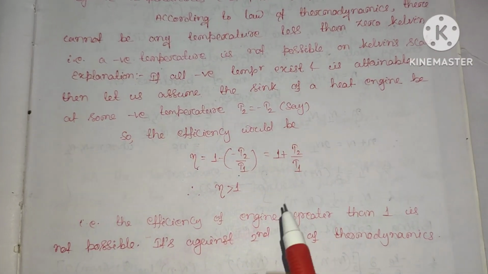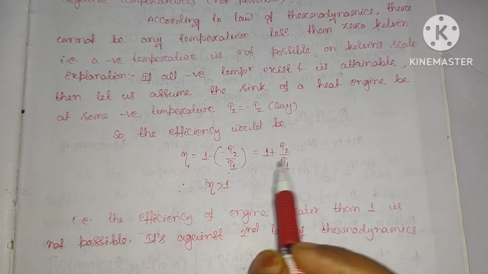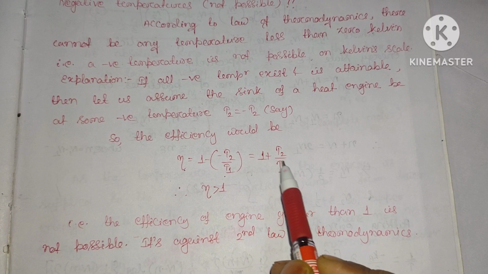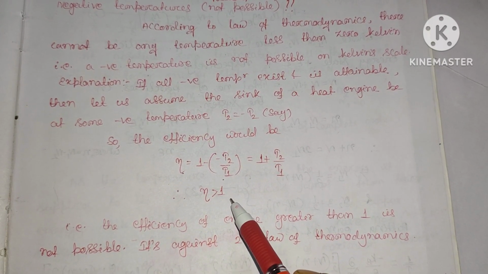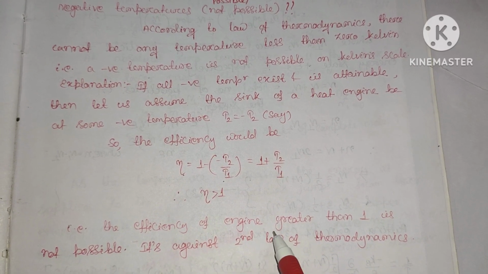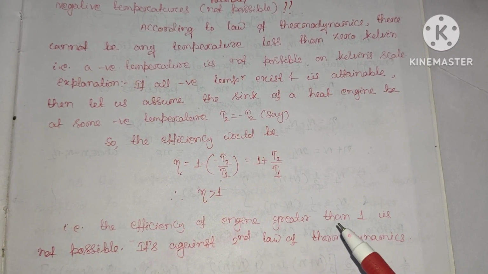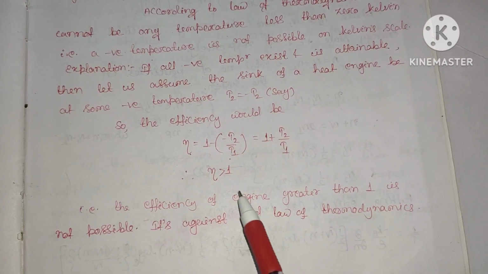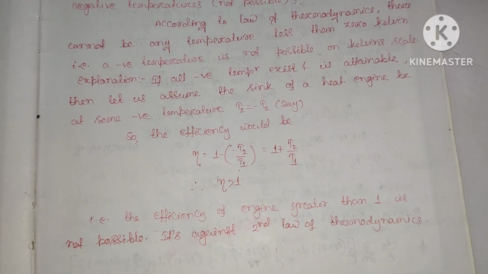So here you can see that this efficiency is greater than 1. Clear? Since this is 1 plus T2 by T1, with the addition of this term, the efficiency will definitely be greater than 1. An efficiency greater than 1 is not possible because it is against the second law of thermodynamics. This cannot be greater than 1. So this is according to the law of thermodynamics.